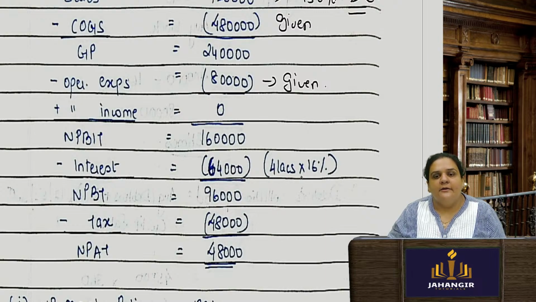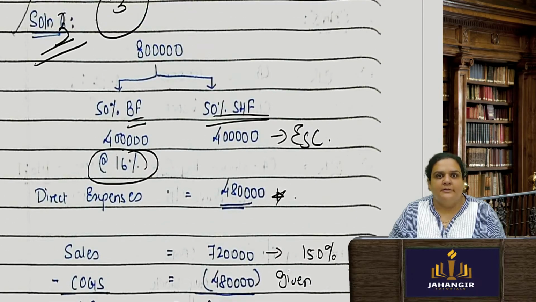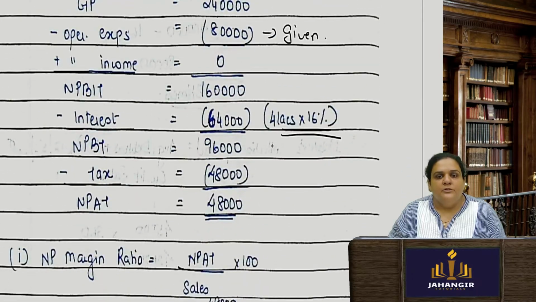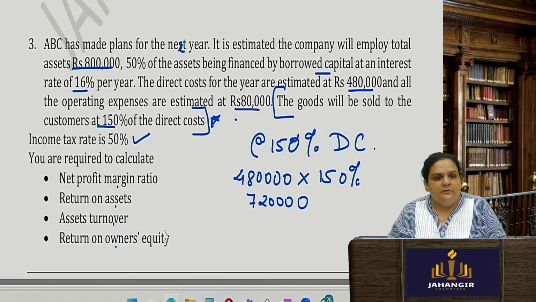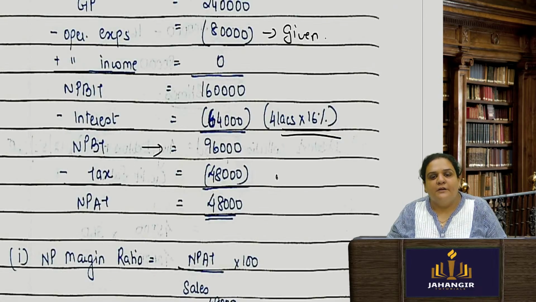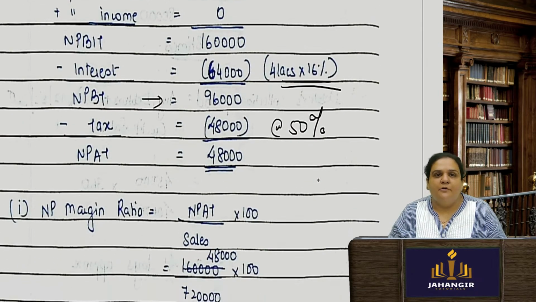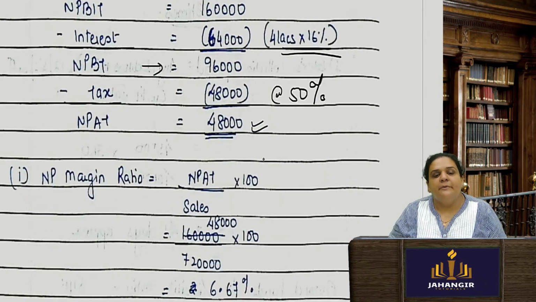How will I get interest? 4 lakhs into 16%. 4 lakhs is my borrowed funds. So 4 lakhs into 16% is 64,000. Net profit before tax 96,000. Tax is given, at the rate of 50%. 48,000 net profit after tax here. So I have all the figures now which I will need in order to put in my formula.